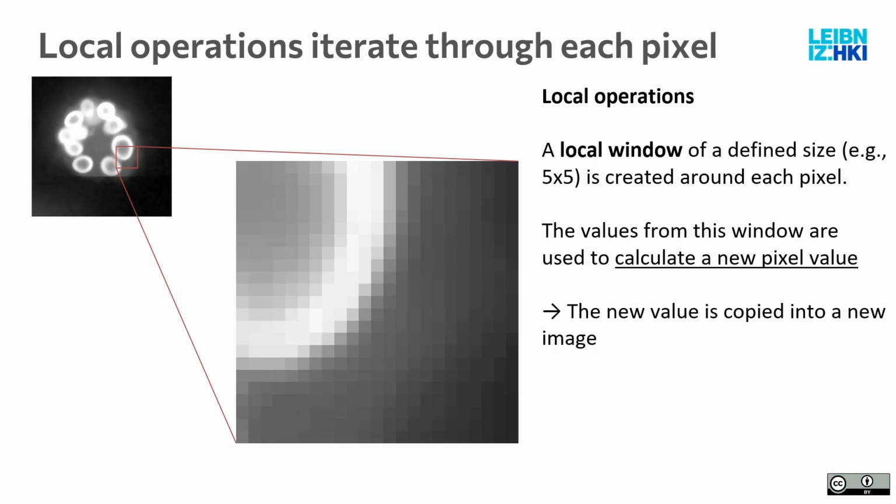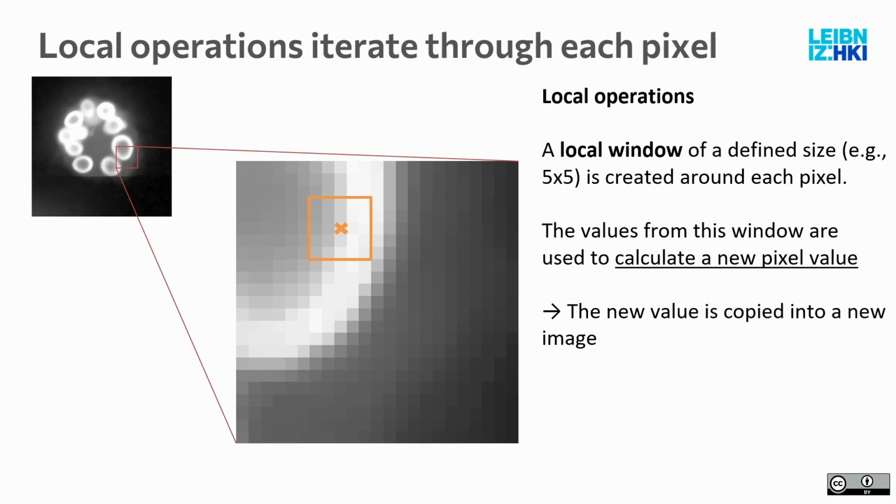So, these local operations. Let's see how they actually work. Usually, these local operations have some kind of predefined local window. There's usually some parameter that you can change, for example, a 5x5 window. And then this window is created around each pixel. Based on this window, a new value for that pixel location is calculated and then copied into a new image. It's really important, but usually the tools will do it for you.